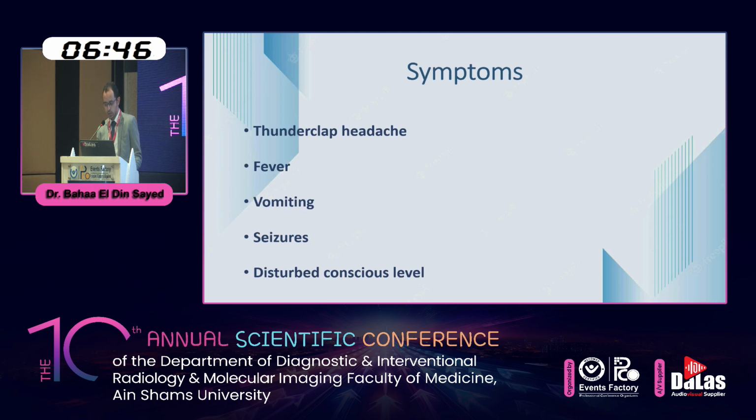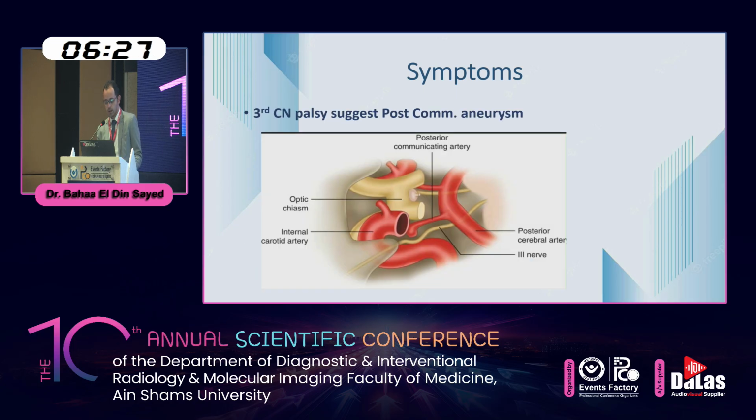Presentation of patients with subarachnoid hemorrhage is variable according to the amount of blood in subarachnoid space, starting from mild or severe thunderclap headache associated with fever or vomiting, and in more severe cases, patients present with seizures or disturbed conscious level. Patients with subarachnoid hemorrhage complaining of symptoms of oculomotor nerve palsy, like ptosis, diplopia, and dilated reactive pupil, could suggest PCOM artery aneurysm.